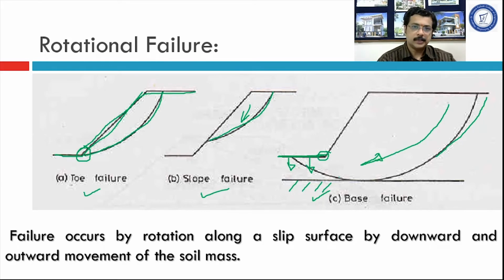So I hope you have understood the types of rotational failure. The first type is toe failure, which occurs in homogeneous soil. Second type is slope failure, commonly observed in steep slopes. And third is base failure, which is observed when the soil below toe level is weak or soft. Alright, so this is rotational failure.